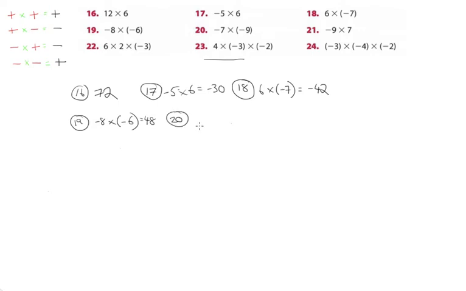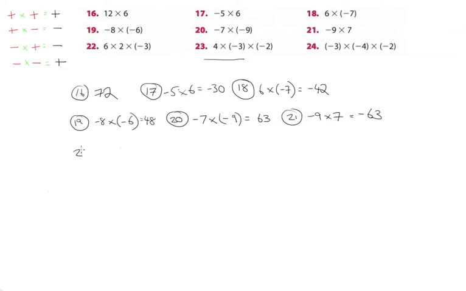Question 20, we have minus 7 multiplied by minus 9. Again, the brackets just to make it clear. So 7 nines are 63, and it's a negative by a negative, so it is plus 63. And then question 21 is minus 9 multiplied by 7, the same sum as before, except here we have a positive 7 and a negative 9, so we're going to end up with minus 63, because according to our rules, if the signs are different, we'll end up with a negative number.